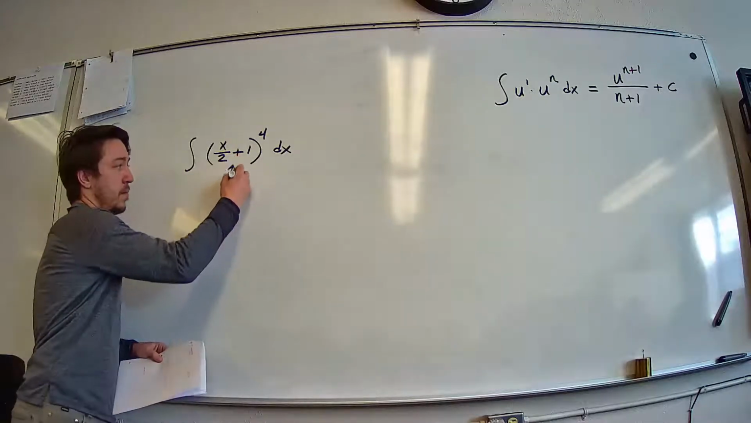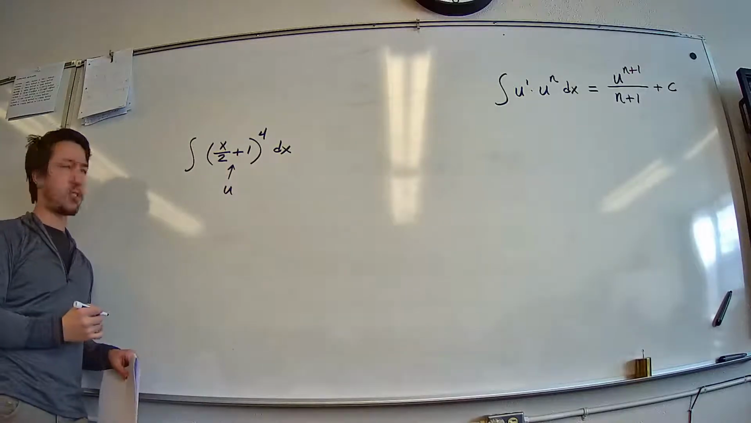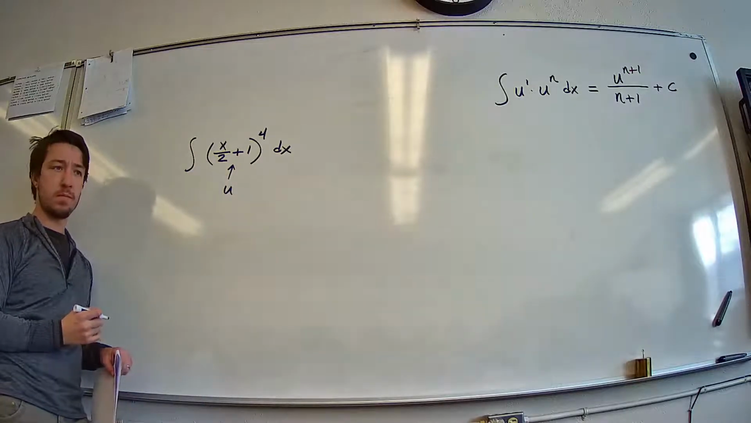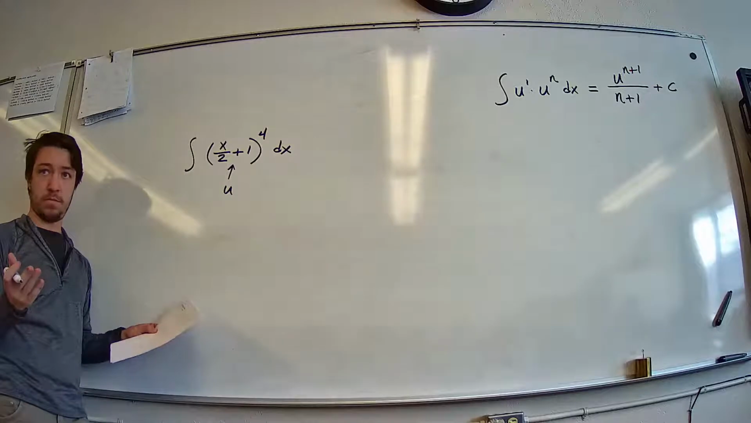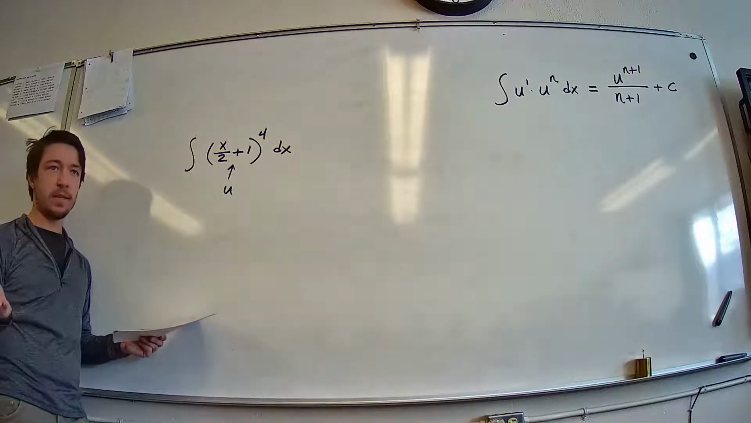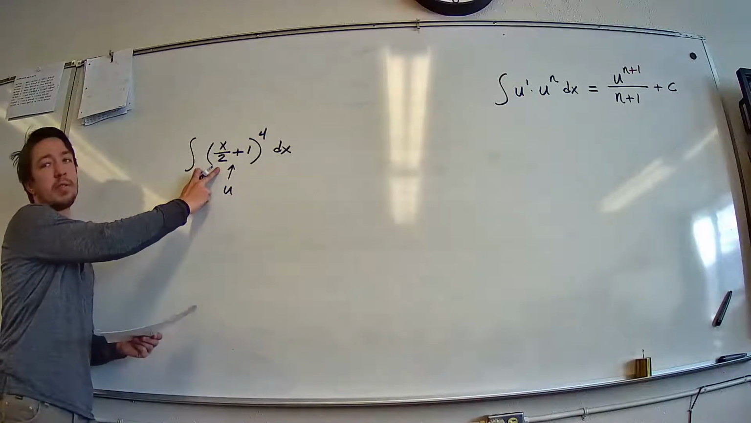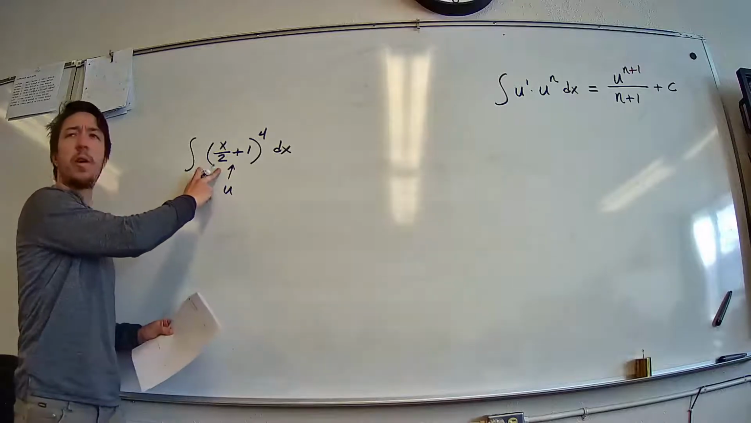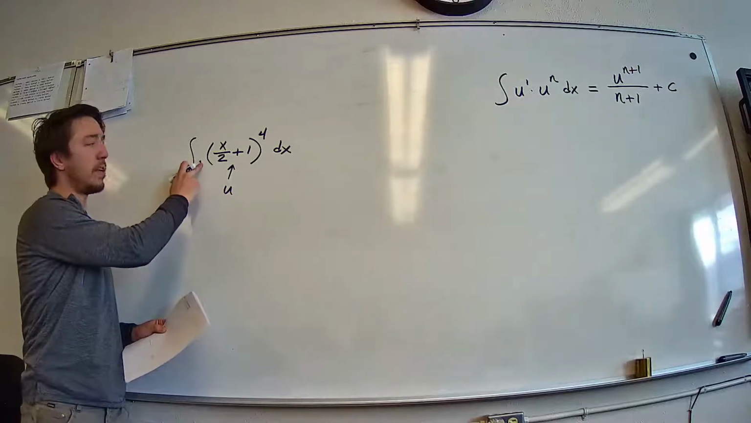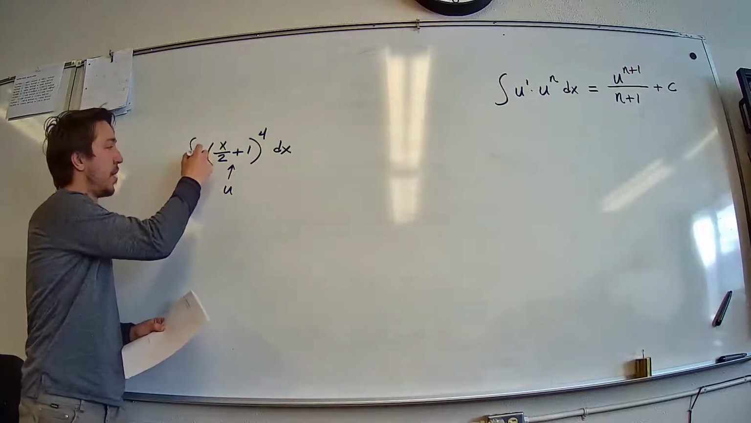Okay, so what's my u? What's u prime? Oh, 1/2. Yeah, you get that? Don't forget, x divided by 2 is the same as 1/2 times x. So what's all I've got to do? Who do I want to live here? 1/2. I want to put a 1/2 there.